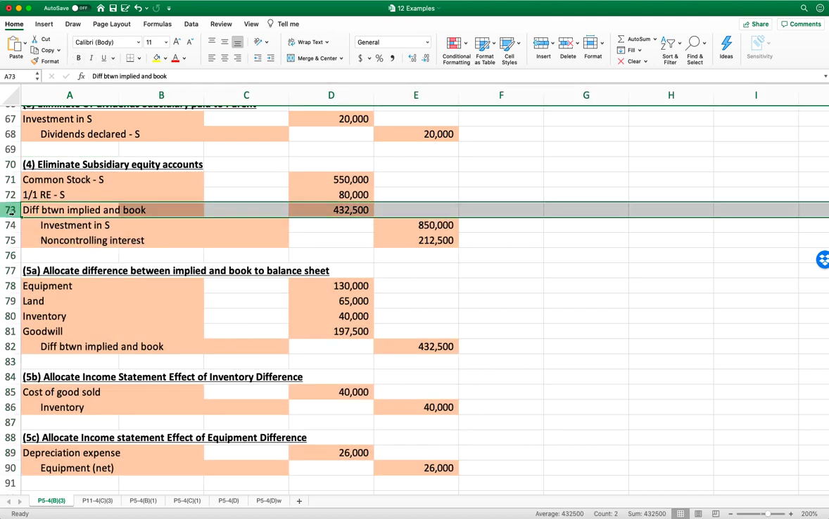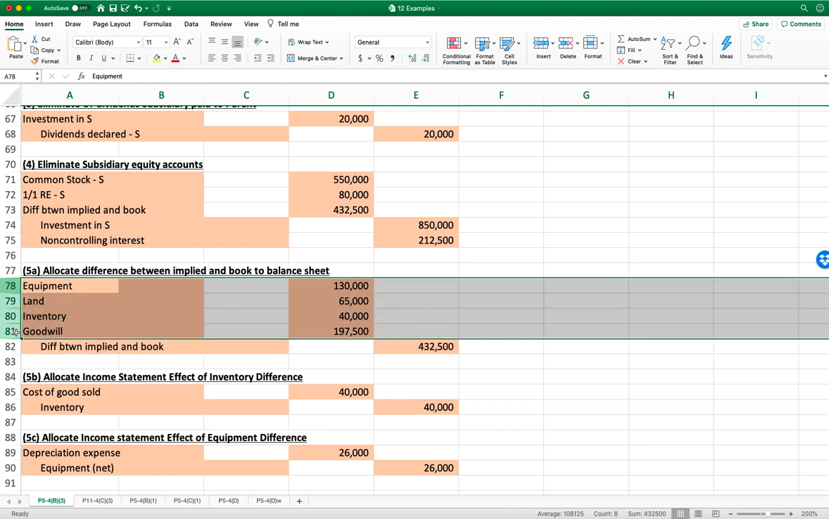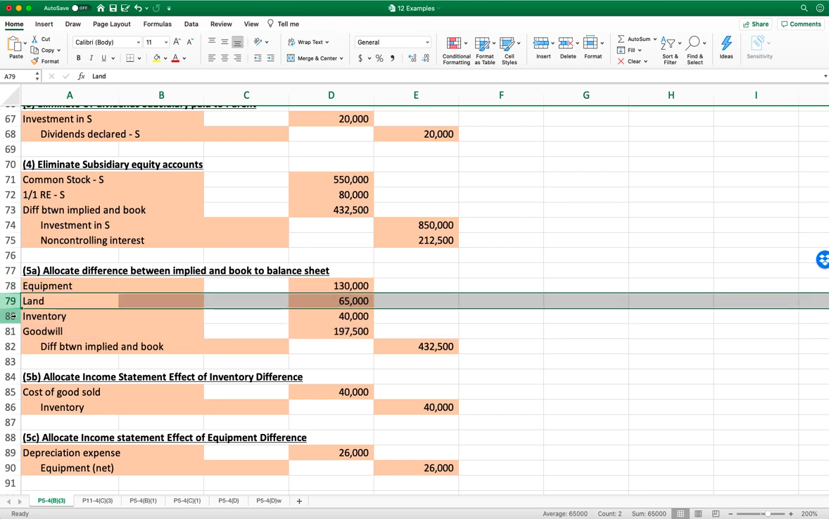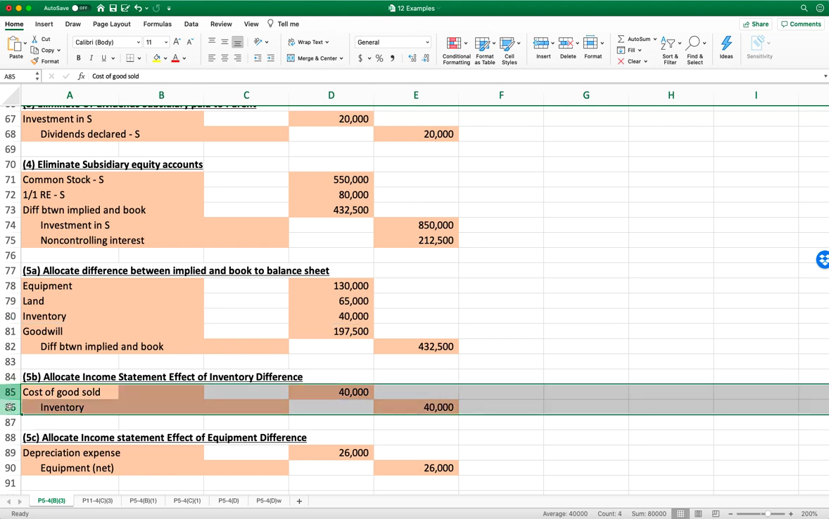I put everything into difference between implied and book first, no matter what year it is. I take that difference between implied and book and allocate it to our balance sheet accounts per the computation and allocation of differences schedule every year. And then I go through each one systematically and say, okay, is that still on the balance sheet or do I need to make an adjustment? And if I need to make an adjustment, I add another eliminating entry below this one to put it in the correct place.